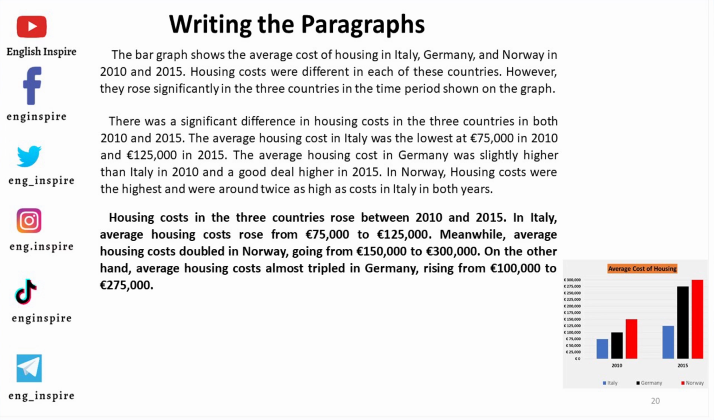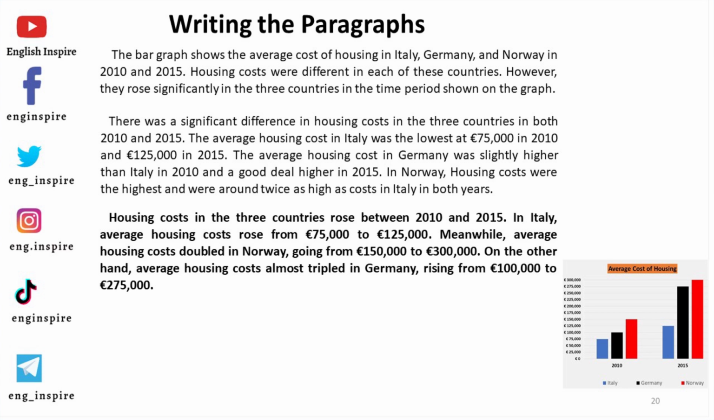Meanwhile, average housing costs doubled in Norway, going from 150,000 euros to 300,000 euros, and this corresponds to the second supporting detail in the second comparison. On the other hand, average housing costs almost tripled in Germany, rising from 100,000 euros to 275,000 euros, and this corresponds to the third supporting detail in the second comparison.